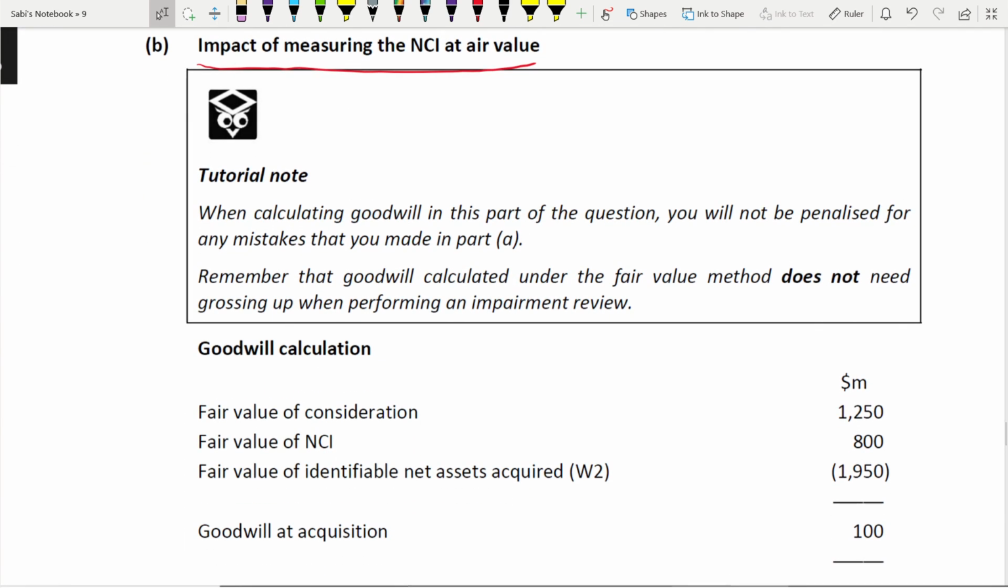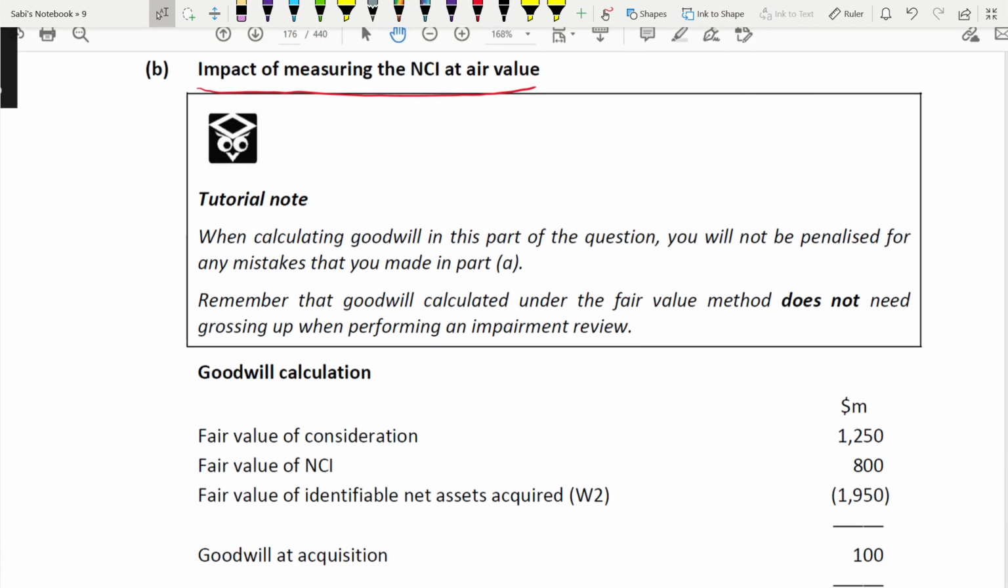read the tutorial notes. When calculating goodwill in this part of the question, you will not be penalized for any mistakes that you have made in part A. If you have made mistakes in calculating goodwill in part A and you have carried it forward to part B, you will not be penalized twice. Only once you will be penalized, when you made that mistake in part A. But that mistake amount you brought to part B, second time you will not be penalized. You are never penalized twice for the same mistake. That's a very good thing ACCA is doing. Otherwise, imagine how many marks you might have lost.